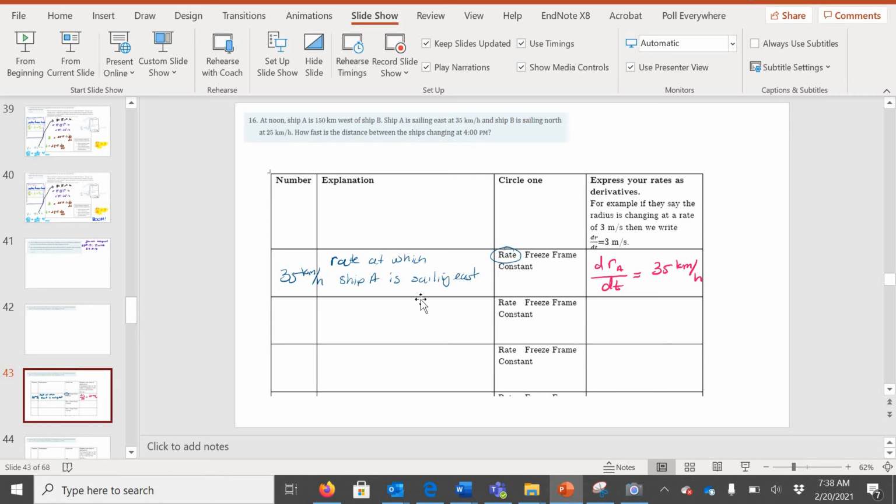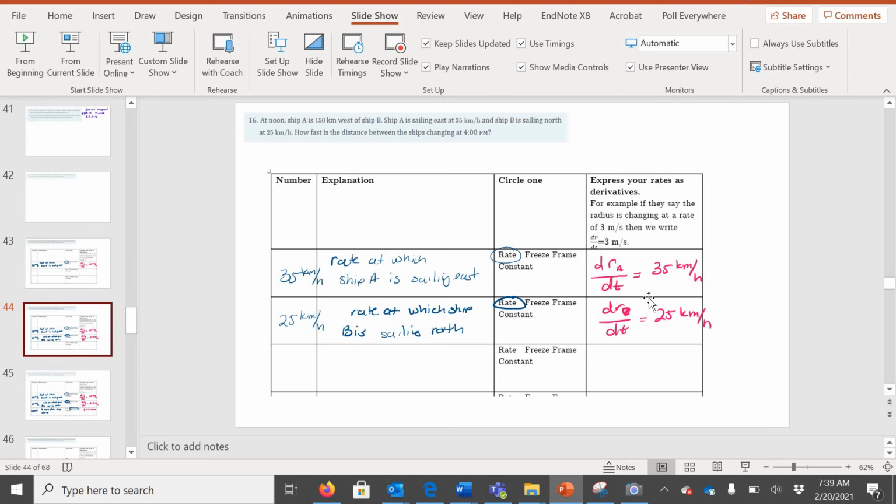I see the 35 first, so that's a rate. And I call this DRA DT. I reserve the right to change my mind later. But it's the rate at which ship A is sailing east. And 25 kilometers per hour is the rate at which ship B is sailing north. And I call it DRB DT.